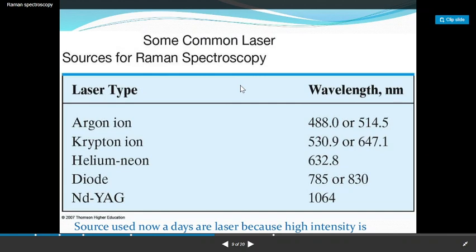Some common laser sources: argon ion and krypton ion, with wavelengths 530.9 or 647.1 nanometer, helium neon 632.8 nanometer, diode 785 or 830 nanometer, neodymium YAG 1064 nanometer. The sources are laser sources because of the higher intensity.